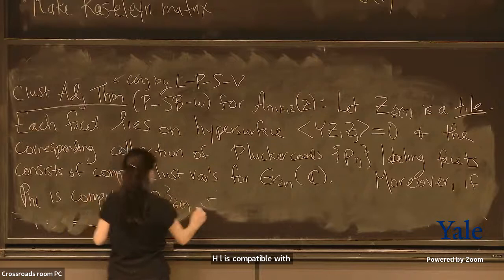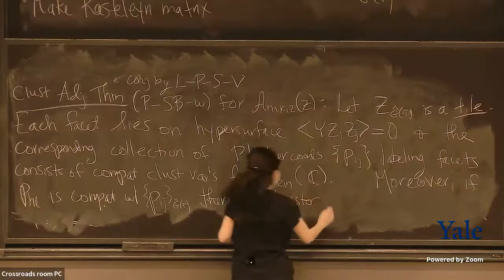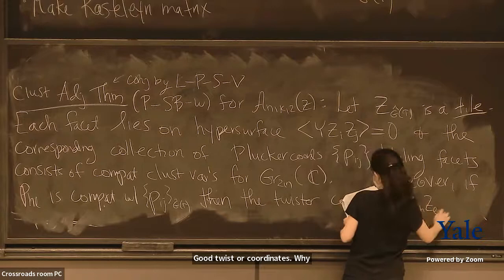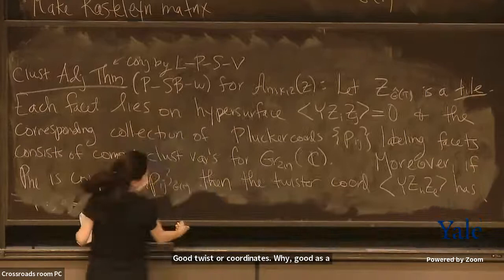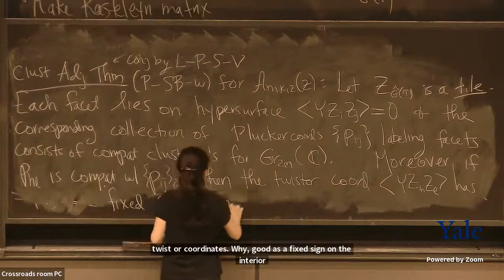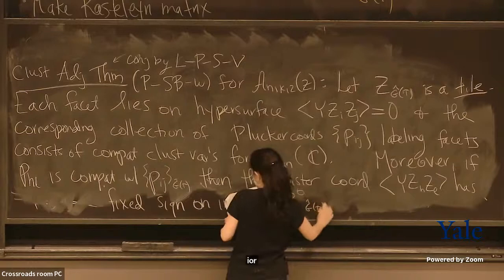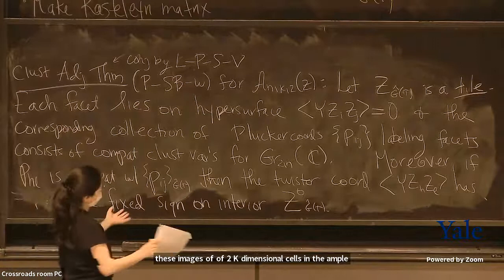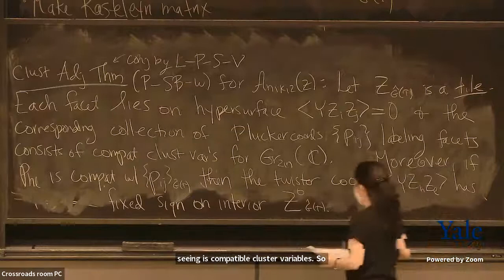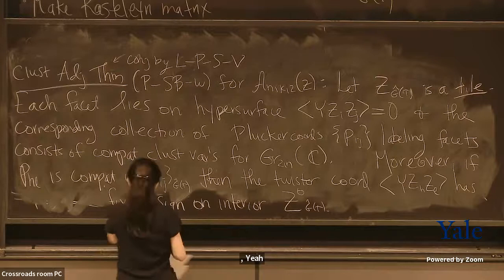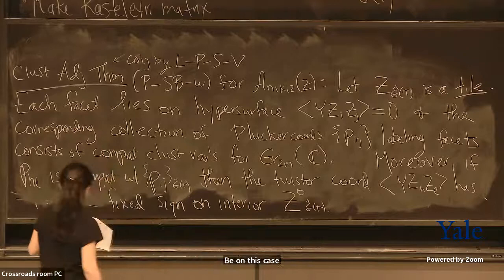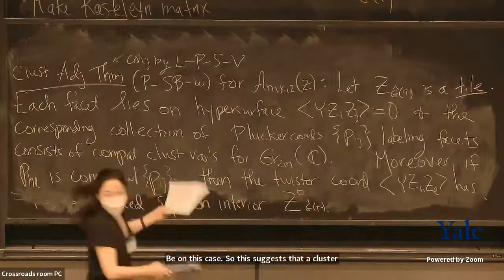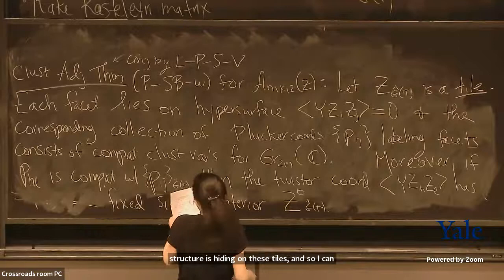Moreover, if some other Plücker coordinate, Pkl, is compatible with this collection, then the twistor coordinate Y, Zk, Zl has a fixed sign on the interior of our tile. So when you look at the tiles, these images of 2K dimensional cells in the amplituhedron which map injectively, and you look at the description of their boundary, what you're seeing is compatible cluster variables. We conjecture this is true more generally, but we don't know how to prove it beyond this case. So this suggests that a cluster structure is hiding on these tiles. I'll say a little bit about that.